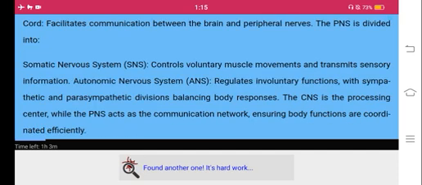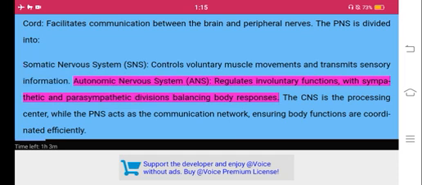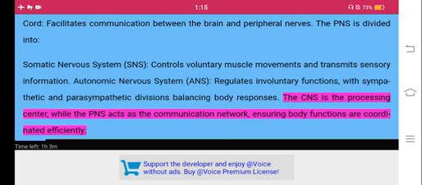Brain, controls voluntary and involuntary functions, emotions, and cognitive processes. Spinal cord, facilitates communication between the brain and peripheral nerves. The PNS is divided into somatic nervous system, SNS, controls voluntary muscle movements and transmits sensory information. Autonomic nervous system, ANS, regulates involuntary functions, with sympathetic and parasympathetic divisions balancing body responses. The CNS is the processing center, while the PNS acts as the communication network, ensuring body functions are coordinated efficiently.